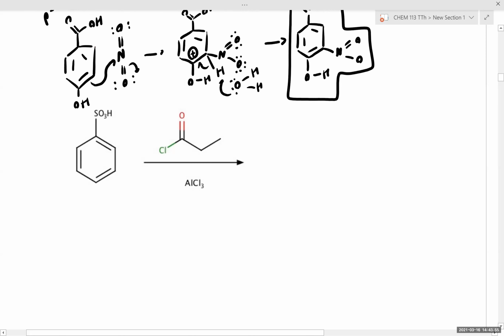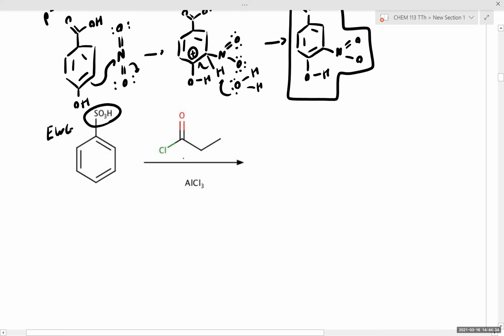So in this case, we have an SO3H group, which is an electron withdrawing group, and we're trying to perform a Friedel-Crafts reaction. Would this reaction work as drawn? It would not. Exactly right.